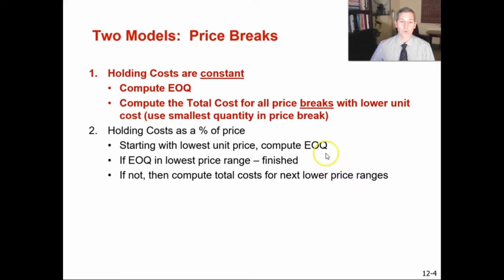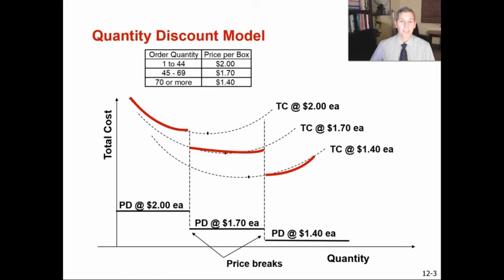We're going to use the smallest quantity in the price break. So in that last example, let's say you calculate your economic order quantity as 69 pieces. You would logically only buy 70 to get that price break at $1.40. You're going to buy one more and get a lower price. So you use the smallest quantity in the price break. If you need 69, you don't go buy 450 of them, okay? You just do the smallest quantity in that next price break.